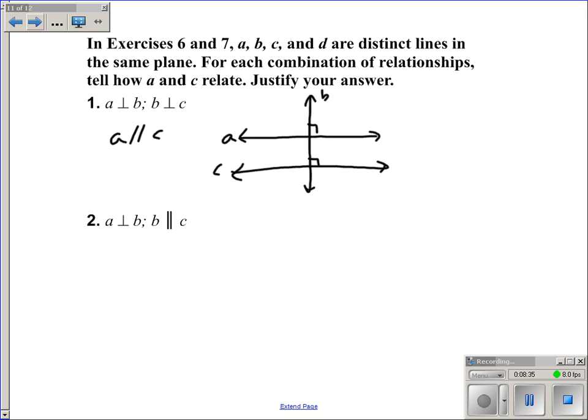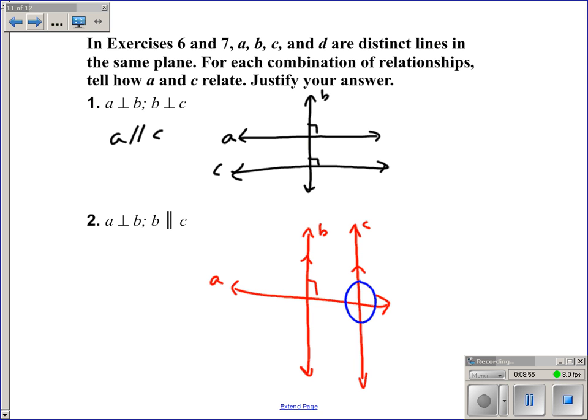And number 2: A and B are perpendicular. This is A, and B is perpendicular. And B and C are parallel. See here, C is parallel to B. So the question is, how are A and C related? A and C are perpendicular.